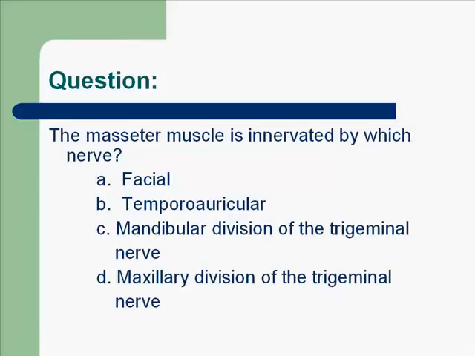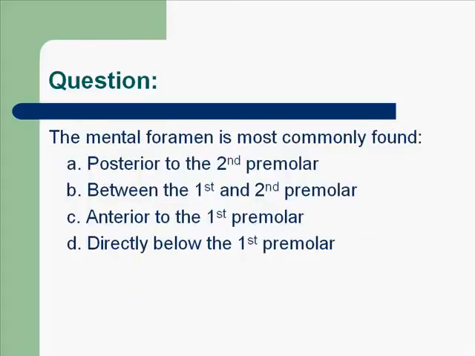The masseter muscle is innervated by which nerve? If you answered C, the mandibular division of the trigeminal nerve, which would be V3, you are correct. The mental foramen is most commonly found between the first and second premolars. Books, there is a little bit of variation, but that is the most commonly found area.